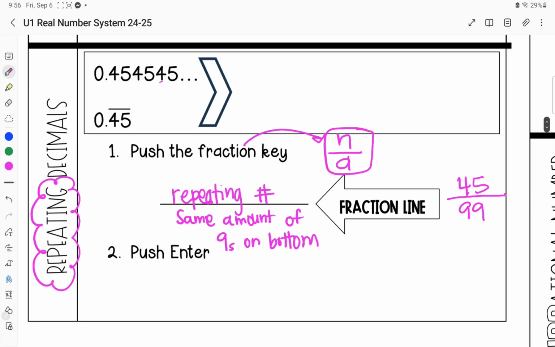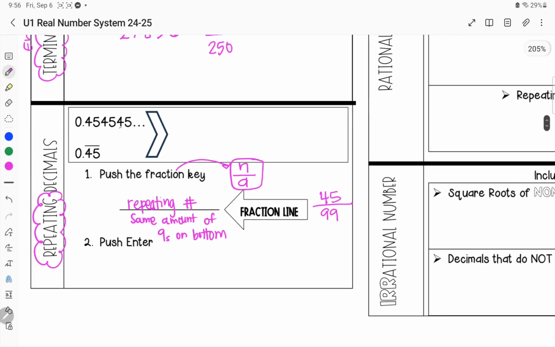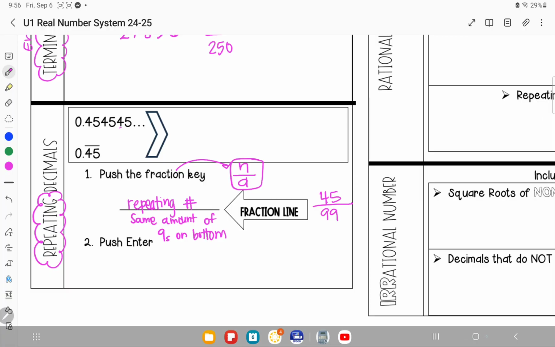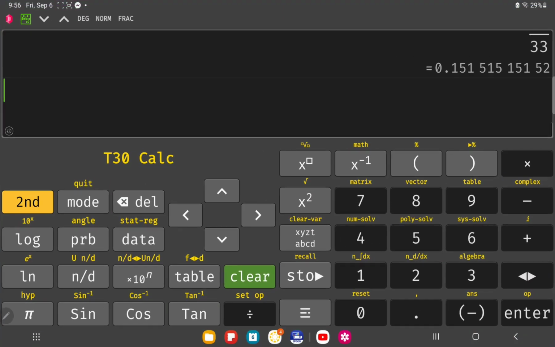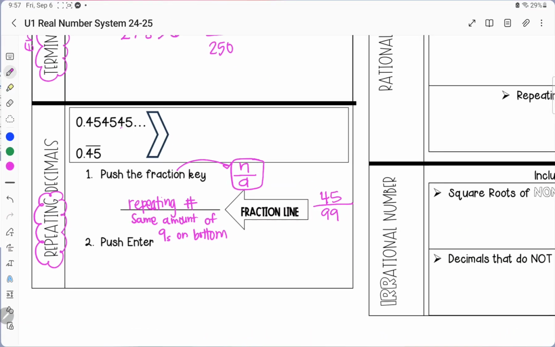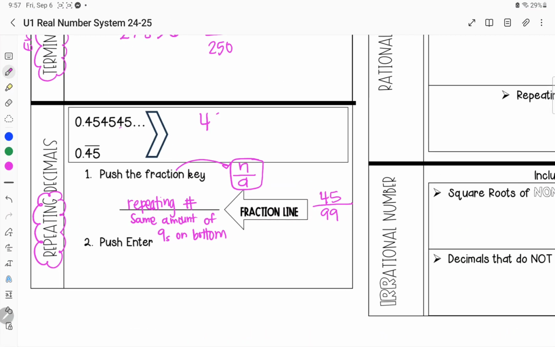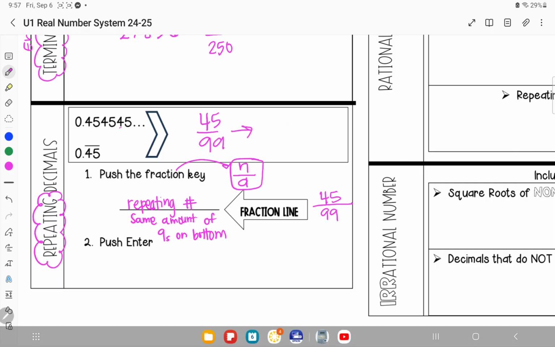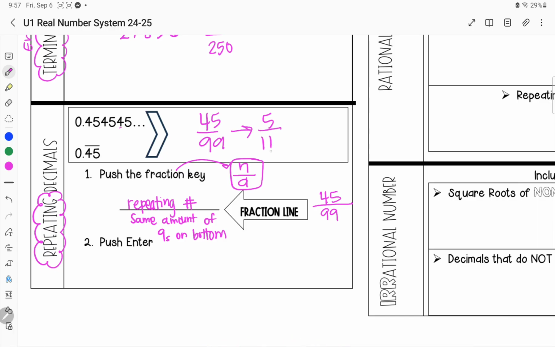So we're going to push the fraction key, put that in, and then see if it simplifies. So I'm going to just do it here. We're going to hit our fraction key, so n over d, mine's right there, and we're going to put 45 over 99, and when you hit enter, it will simplify it. You'll notice that this simplifies to 5 over 11. So then I will come back over here, and I'm going to put that 45 over 99 simplifies to, what was that, 5 over 11 again? Yeah, 5 over 11.